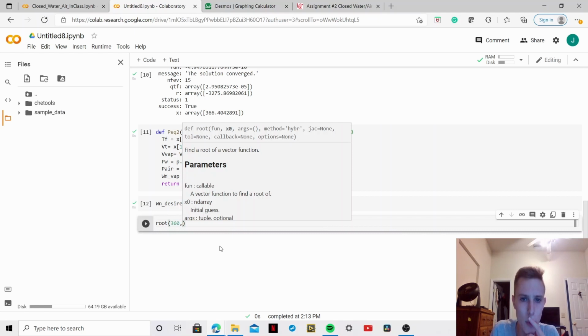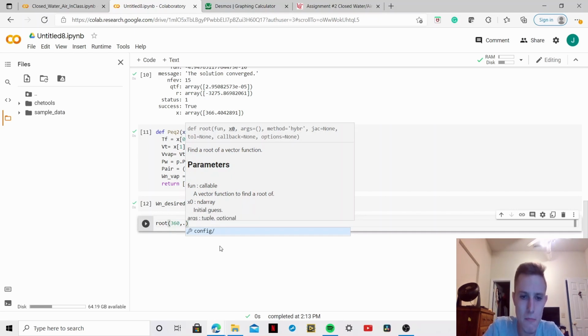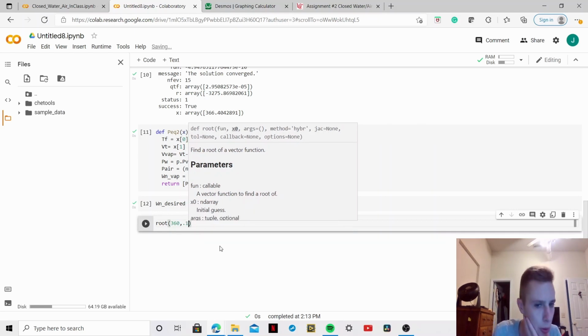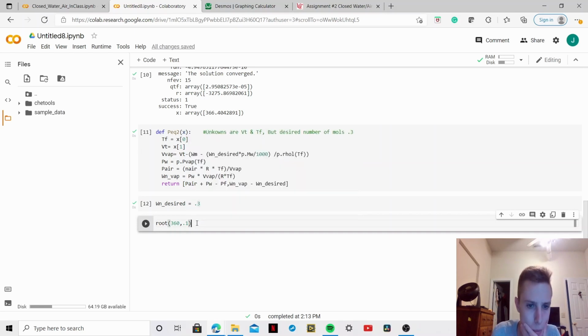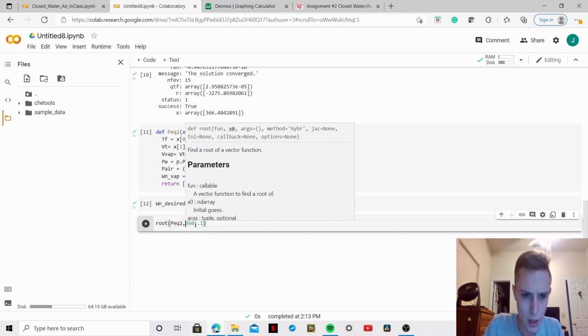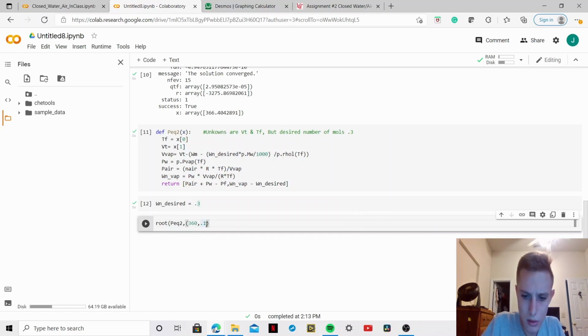And for the other unknown, I'm going to guess something like 0.1. Oh yeah, and I forgot something. We need to make sure that we put our equation in. I would have gotten an error there. Okay, so pressure equation 2. And now I need to do 2 brackets there. Let's run it.